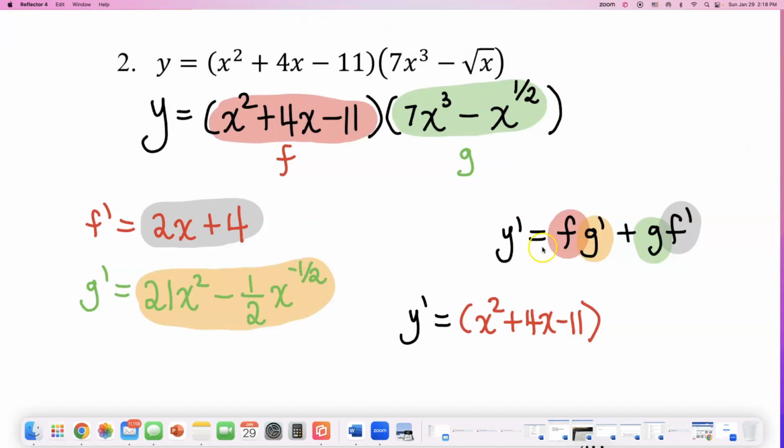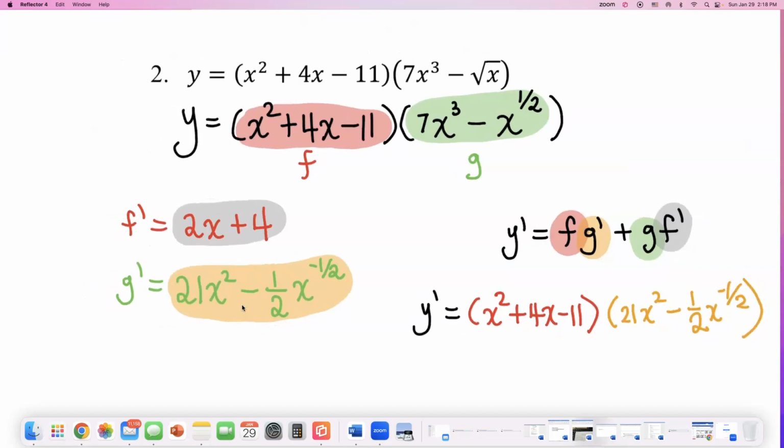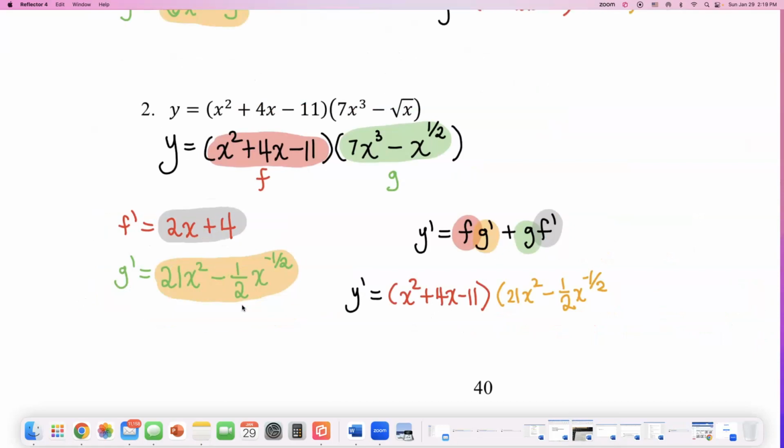Now I need the orange, right? First times the second. That's right there. 21x to the second power minus half times x to the negative 1/2 power. All right, give me a second. I'm going to have to zoom out a little bit. And then we did the first times the derivative of the second, red times orange. So let me put a plus sign after that.